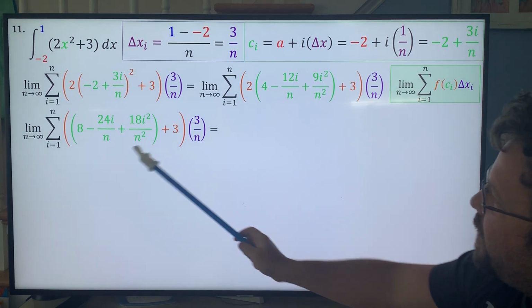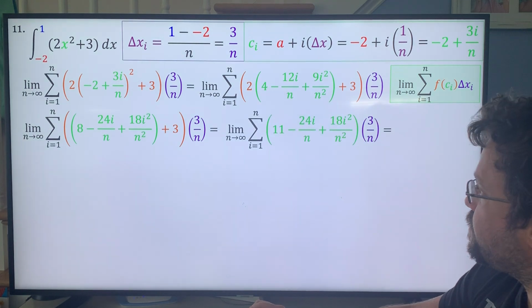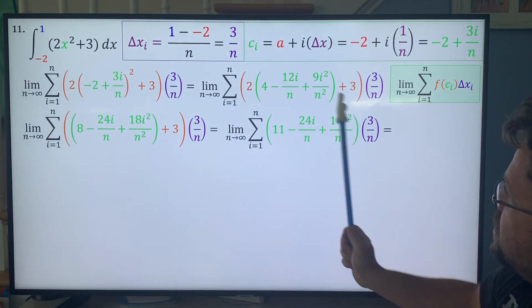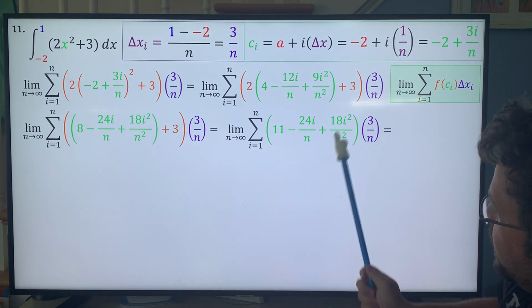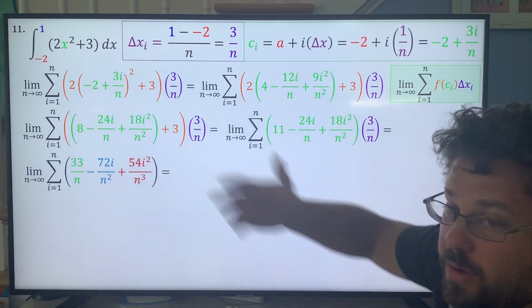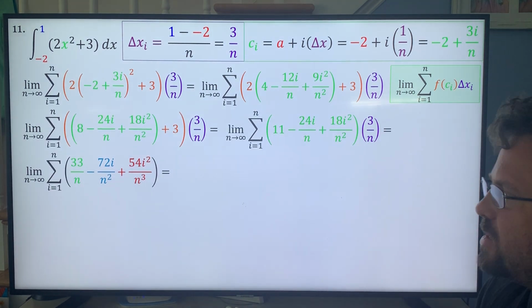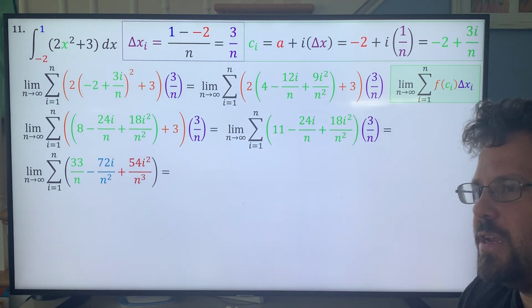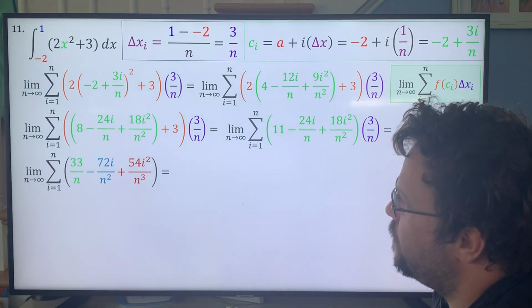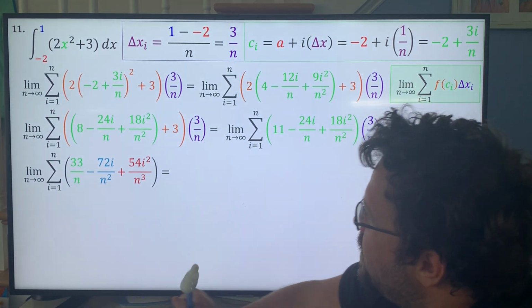Now, look what I have here. 8 plus 3 is 11. My parentheses is done. Now I do my multiplication. To multiply the 3 in, multiply the n in. All right, once again, if you want, you can pull this out front, multiply it in at the end. I like to do it to each one individually though, because sometimes I forget to put it back in. Once again, your preference. All right, so expand this using our formulas.